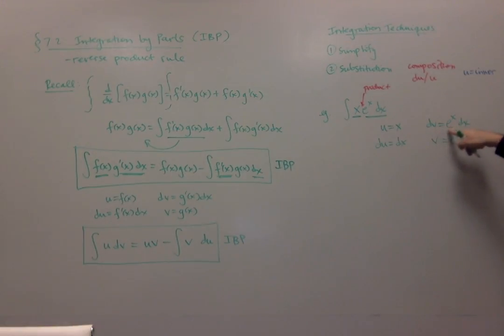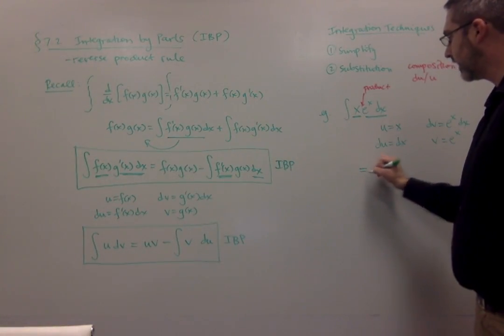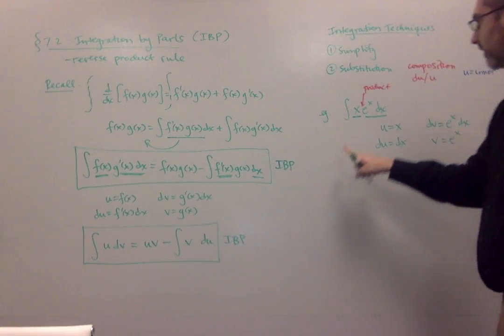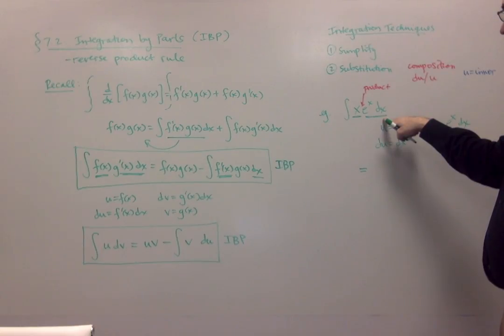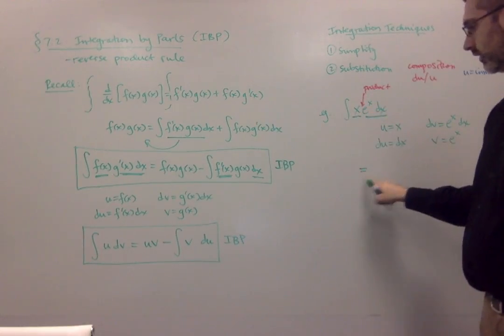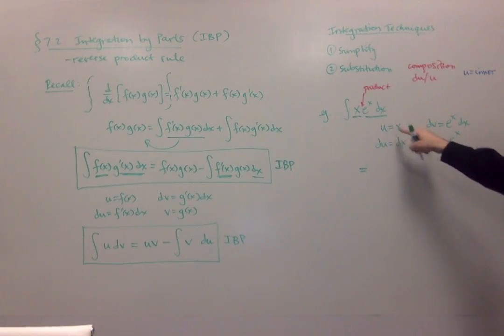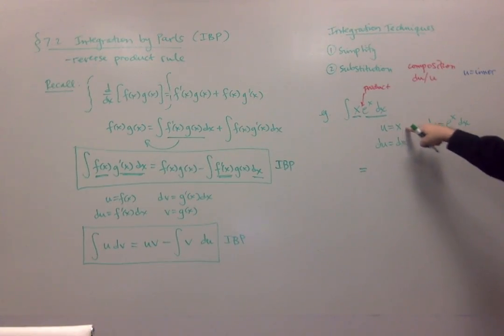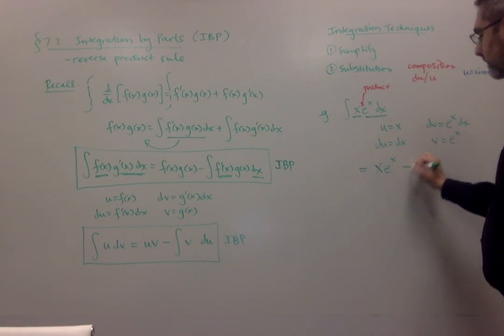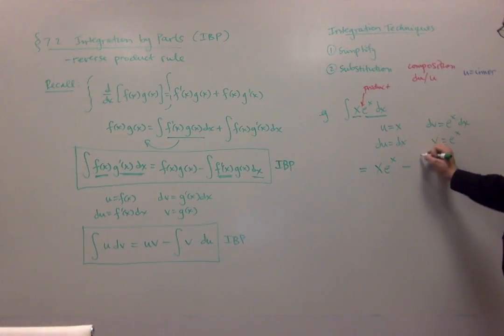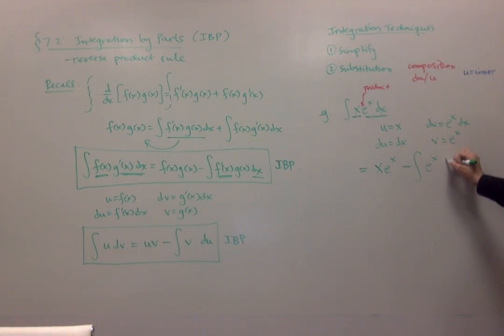If I define dv this way, then the original function v has to be e to the x. So according to my formula down here, the integral of u dv equals u times v, the product of these two, so that's x e to the x, minus the integral of v, which is e to the x, du, which is dx.